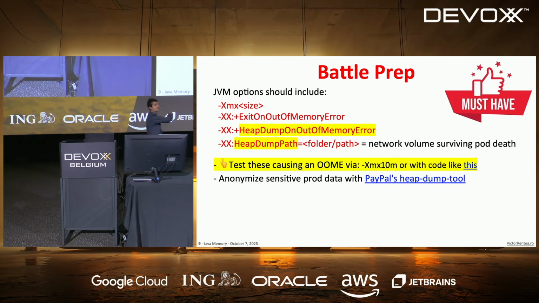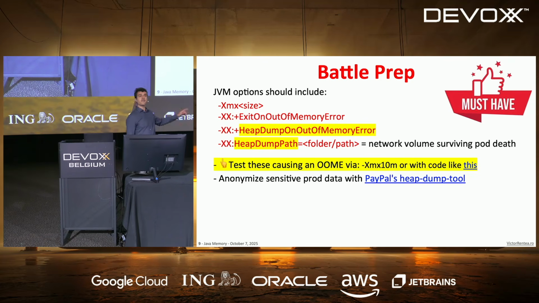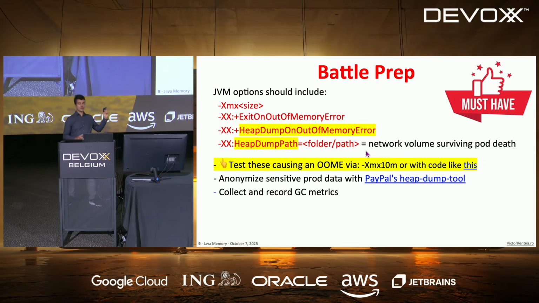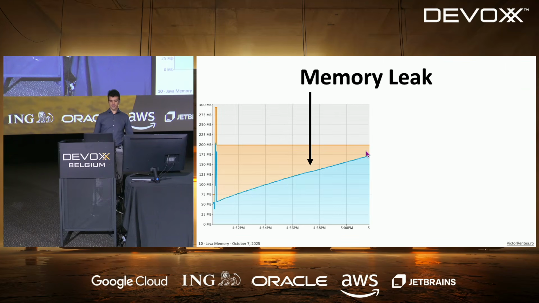Some of my clients complained about sensitive data kept in heap dumps in production. Yeah, PayPal developed a wonderful tool. You can anonymize the sensitive information. It's PayPal, with the focus on pay. Okay? So if they think they're sure, you should look into it. It's pretty nice. And then, besides this, you should also collect and record GC metrics.